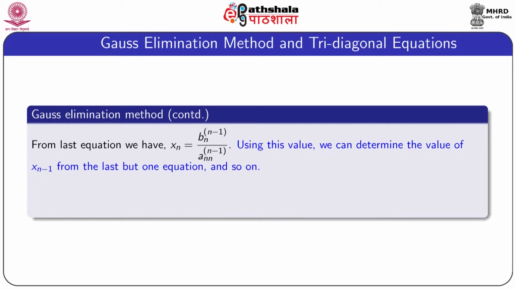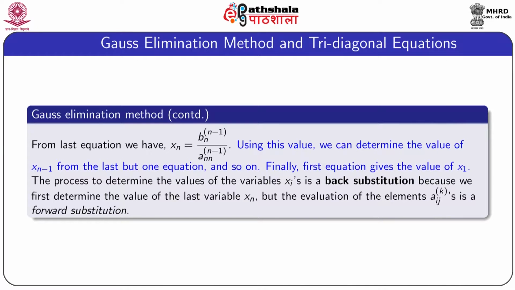Using this value we can determine the value of the variable x_{n-1} from the last but one equation, and so on. Finally, the first equation gives the value of x1, because at this step the values of the variables x2, x3 up to xn are known from previous steps. This process to determine the values of the variables xi is a back substitution, because we first determine the last variable xn, but the evaluation of the elements aij,k is a forward substitution.